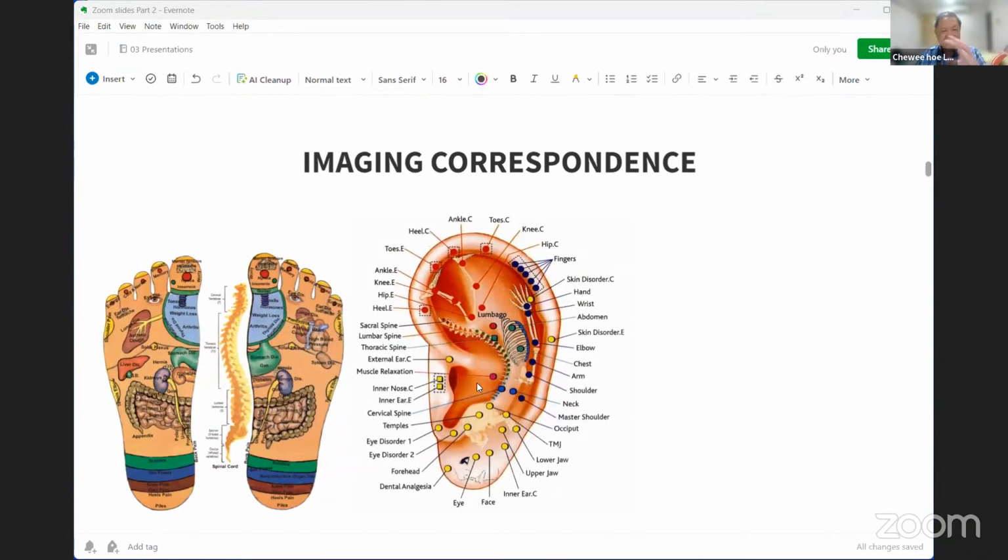Correspondence means relationship. Imaging means holographic. Holographic means sometimes it's imagination. All right. You look at the foot, the picture of the reflexologist center. Every reflexologist center, they will pin a poster of this picture.